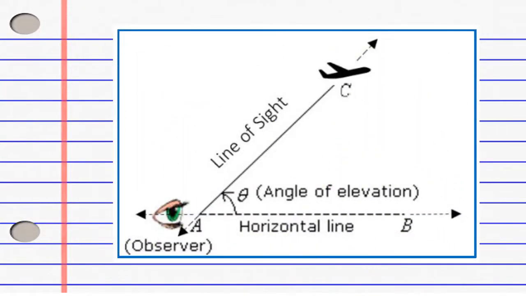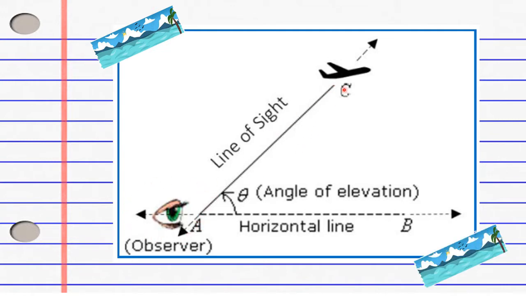Let's take a look at this example. AB is what we call the horizontal line of sight, or simply the horizontal line. AC is what we call the line of sight. It is the line formed from the observer in point A to the object in point C. And the space between the two lines is called the angle of elevation.